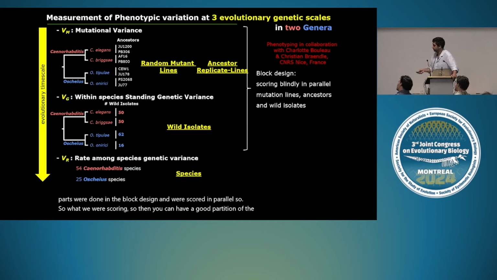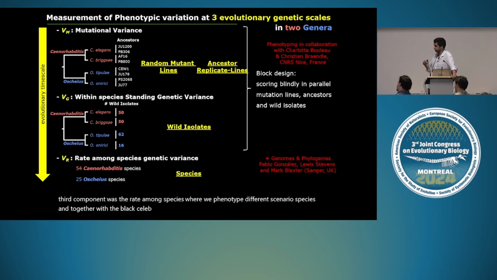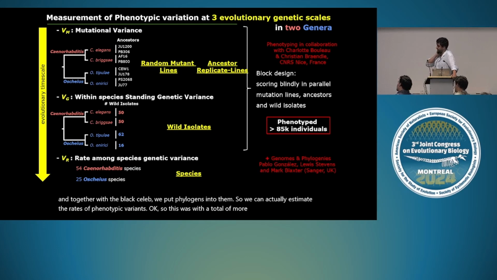And then the third component was the rate among species, where we phenotyped different Caenorhabditis and different Oscheius species, and together with the Blaxter lab, we put phylogenies into them so we can actually estimate the rates of phenotypic variance. Okay? So this was with a total of more than 85,000 individuals scored by DIC microscopy. Okay? So it was a bit painful, but we got there.